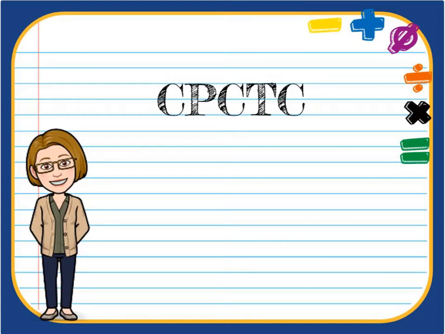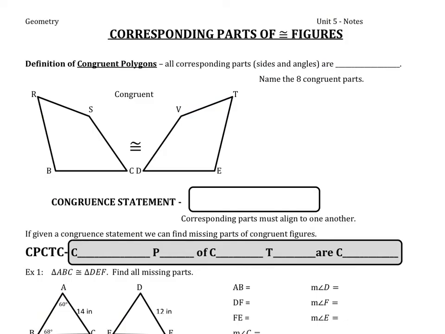So we're going to talk about something in geometry that we refer to as CPCTC, and we call it this because its elongated name is quite a mouthful. CPCTC officially stands for corresponding parts of congruent triangles are congruent, but we're going to extend it to congruent figures.